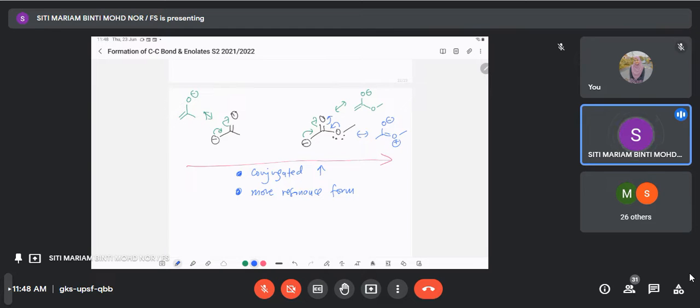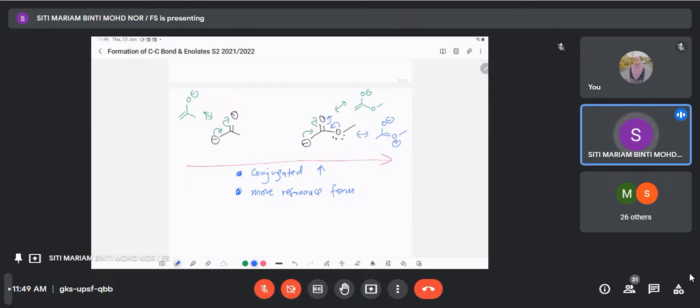Of course, increasing the number of conjugated systems from the left to the right will increase the number of resonance forms. That's the relationship between 0.1 and 0.2. If you look at the structure on the right, you have more resonance forms. If you refer to the basic rule, more resonance forms means more stable.